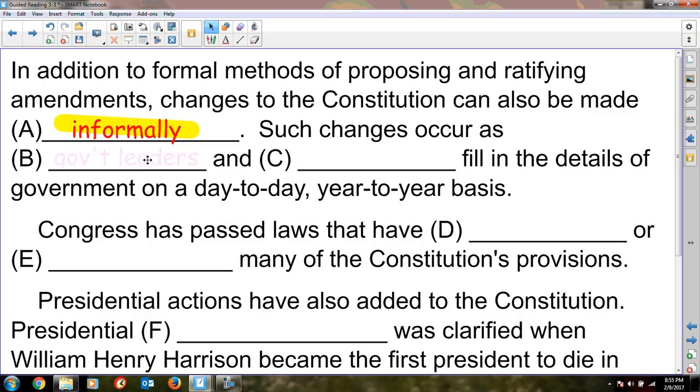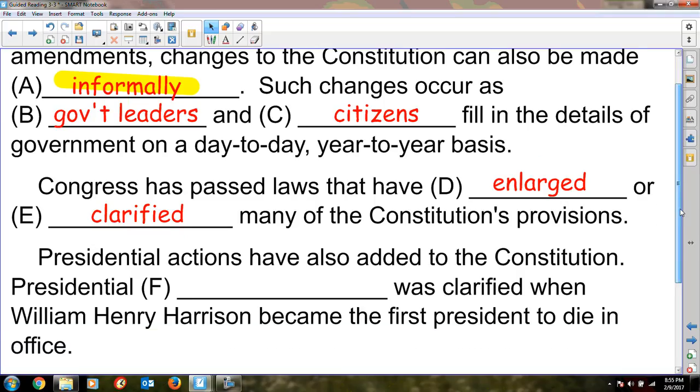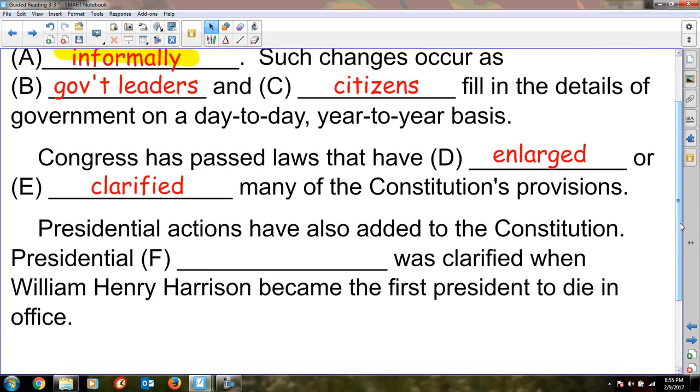Such changes occur through government leaders and citizens that fill in the details on a day-to-day basis. Congress has passed laws that have enlarged or clarified many of the Constitution's amendments. So what was not clear when our founding fathers created the Constitution, they did through these laws. For example, we knew that there was a president and a vice president, but until William Henry Harrison died, we never knew how presidential succession was going to take place.